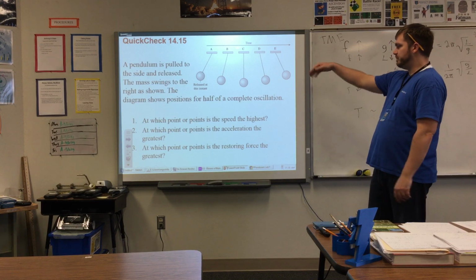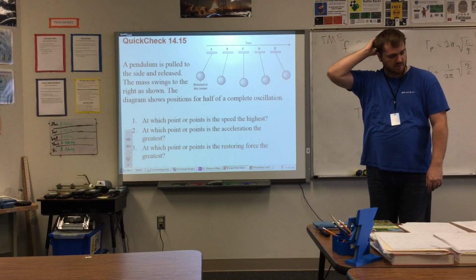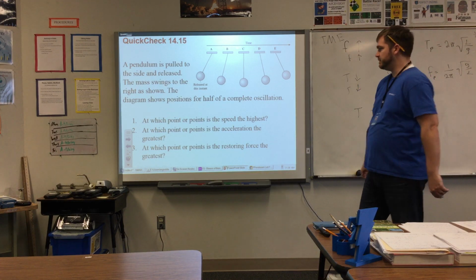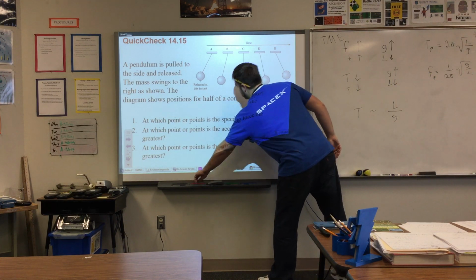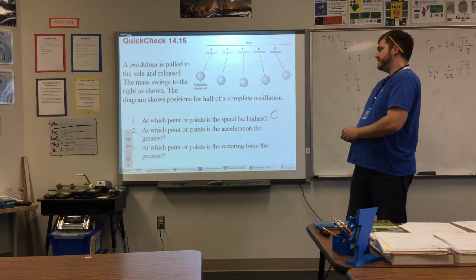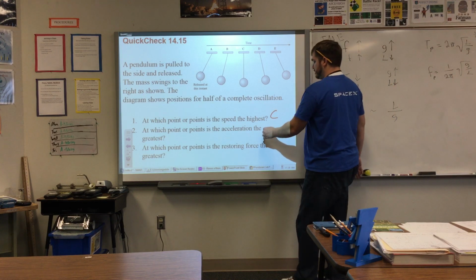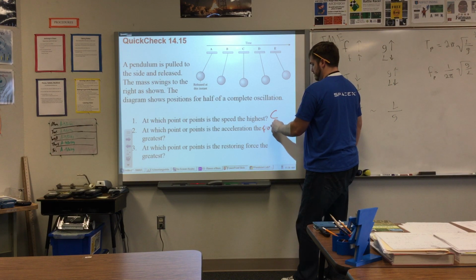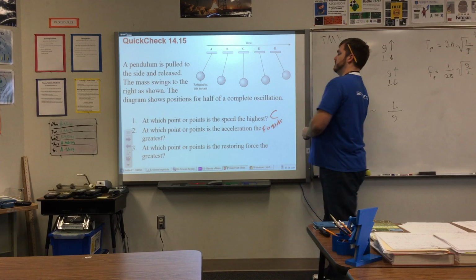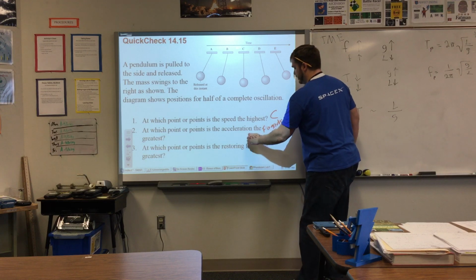At which point or points is the speed the highest? When is this thing going to be going the fastest, folks? C. At C, that's right, when it passes through equilibrium. When is the acceleration the greatest? Now remember, acceleration is the greatest when the force is the greatest. What do y'all think? A and E, both at the end points.